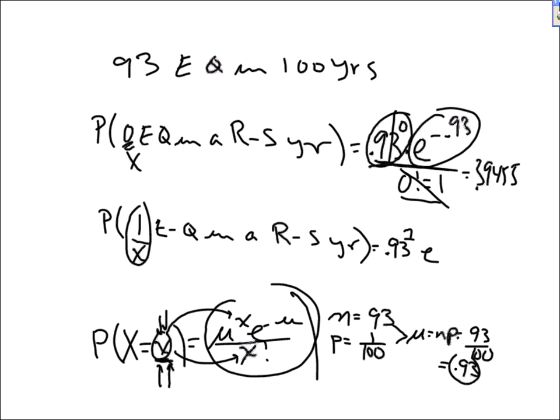If you want one earthquake, well, mu is 0.93 and x is 1: mu to the x, e to the negative mu, over 1 factorial, which is 1. Don't bother dividing by 1. Don't bother raising to the 1, because it's just 0.93. When you multiply 0.93 by this, well, this is about 0.39455. You're taking 93% of this number, which is almost all of it.